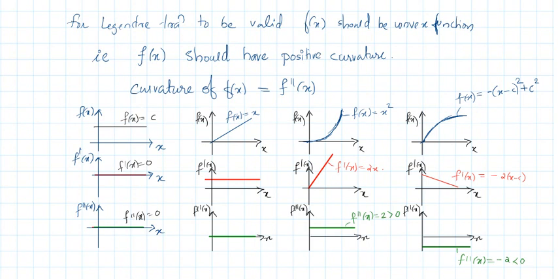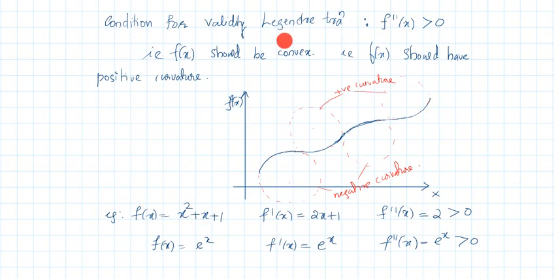So for any curve, you can find whether its curvature is positive, negative or 0 by evaluating the second derivative. The condition for validity of the Legendre transformation is simply f double prime x greater than 0. That is, f of x should be convex. F of x should have positive curvature.